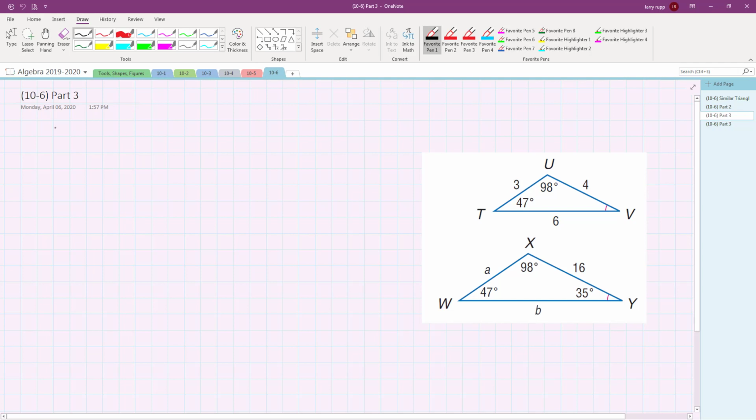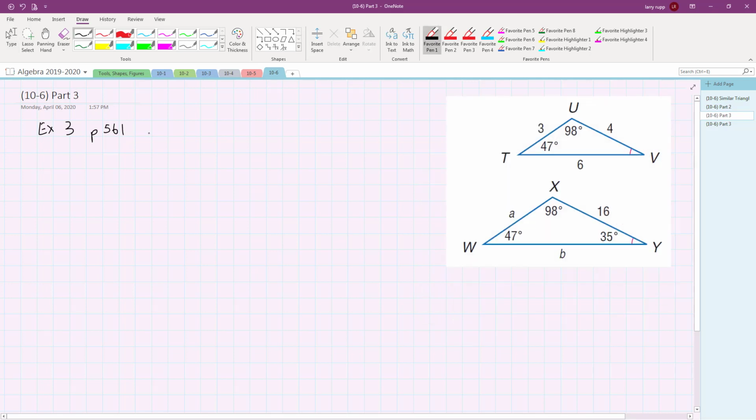Let's go through now and work on example 3. And that's going to be on page 561. Okay, and example 3 says find the missing measures for each pair of similar triangles. So that's in the diagram right here. And so we look at this and we say, what is it that's missing? What's missing is we have a measure and a side, two sides in both of these that are not filled in. So it says here, remember now, it said that these are similar triangles.